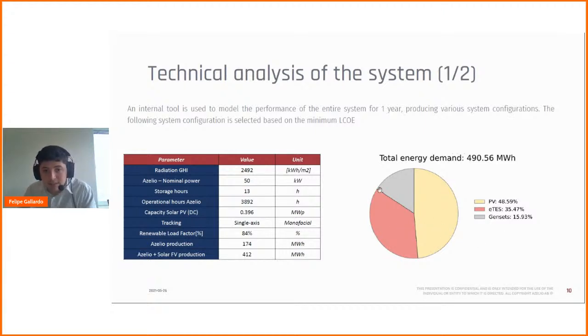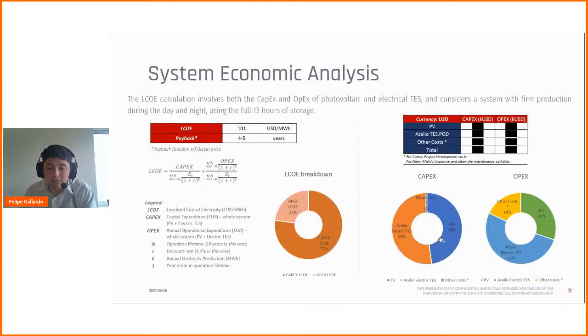And so the diesel genset is still covering 15% of the demand, because this would be the cost-efficient solution in this particular case for those particular costs of diesel that we were assessing. And this implies an LCOE of around $100 for a 24/7 solution, having a payback of around 5 years. LCOE, as you know, in this type of investment is mainly dominated by CapEx, which is more or less half PV, half Asilio.